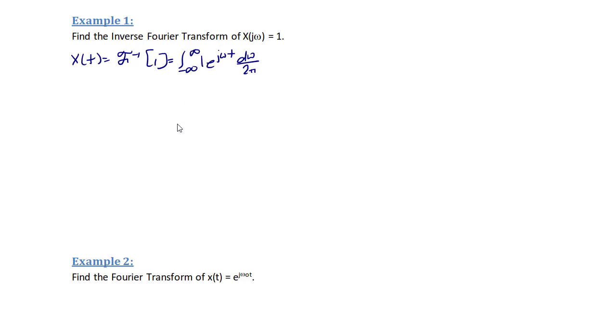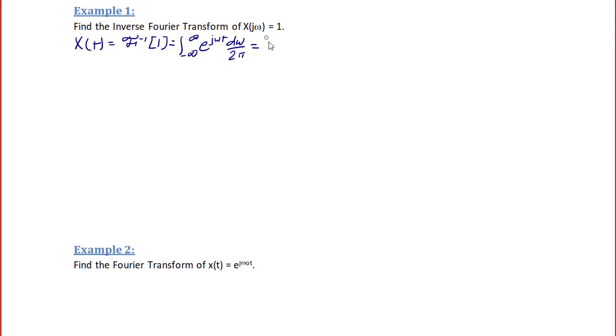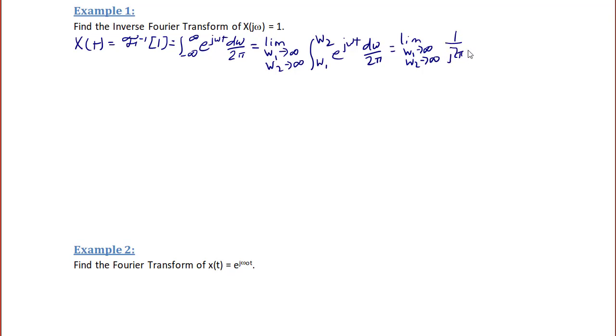to infinity. So another way to do the problem is to try it with limits, which equals the limit as w1 goes to infinity and as w2 goes to infinity of the integral from w1 to w2 of e to the j omega t d omega over 2 pi, which equals the limit of 1 over j 2 pi t times e to the j omega t evaluated from w1 to w2, which equals e to the j w2 t minus e to the negative j w1 t divided by j 2 pi t.